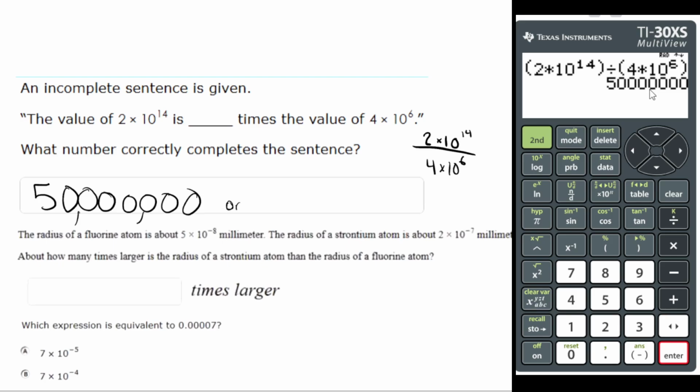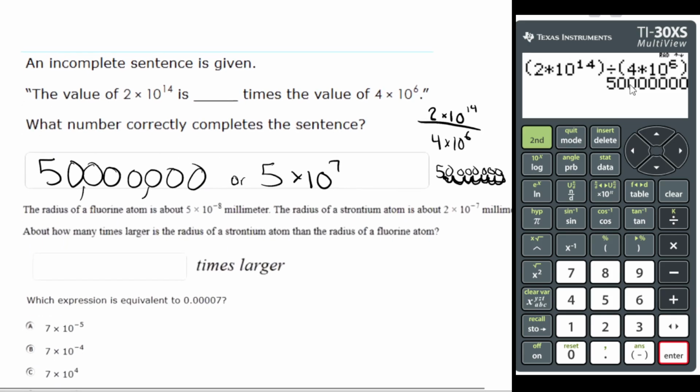Or if you wanted to write it in scientific notation, you would write 5.0 times 10 to the 7. Because you stick your decimal point next to the 5, count your zeros. 1, 2, 3, 4, 5, 6, 7. Either way works.